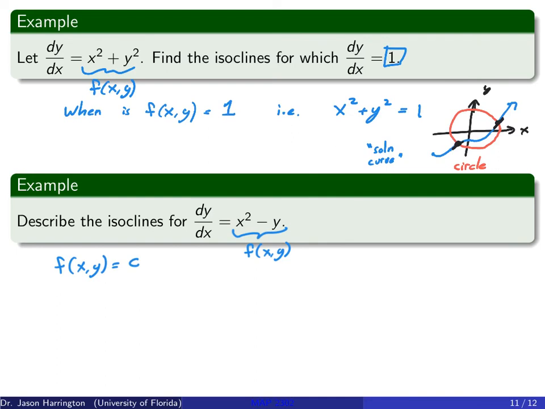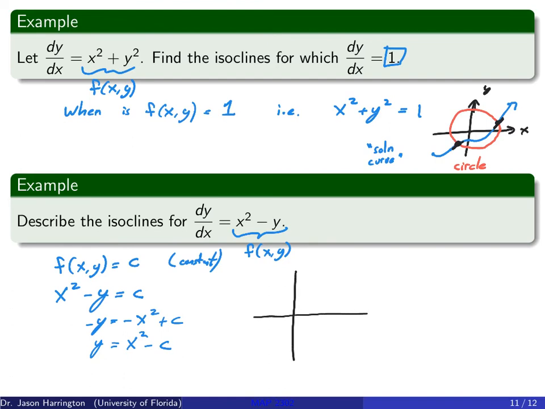This says that I have x squared minus y is equal to c. And again, I'll just put this up here. That's just a constant. If I were to solve for y, then I would have negative y is equal to negative x squared plus c. So then y is just equal to x squared minus c. So if I were to graph this out, some isoclines here, here I have x and y.